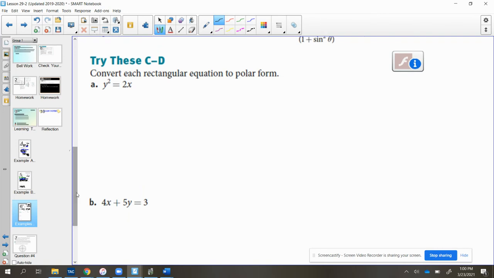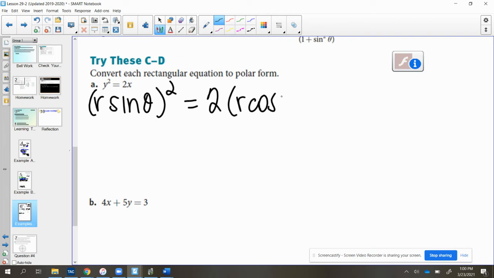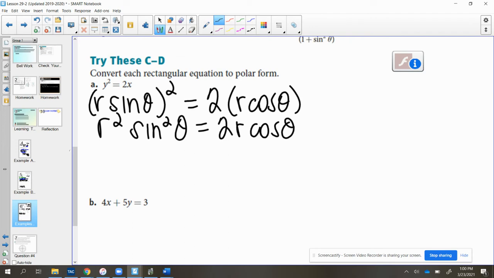So the first one, we have y squared equals 2x. So again, we're going to start by converting the fact that y squared is our sine theta, quantity squared, and then equals 2x, which we're going to substitute in our cosine theta for that x. So this now becomes r squared sine squared theta, and then equals 2r cosine theta. One of the r's on the left-hand side will cancel with the only r on the right-hand side. And then again, our goal is to get r by itself. So we're going to divide away this sine squared theta from both sides.